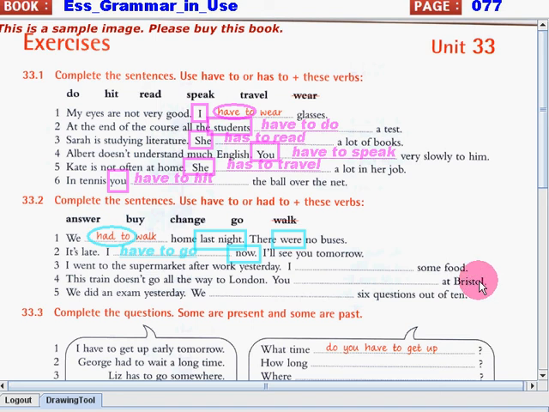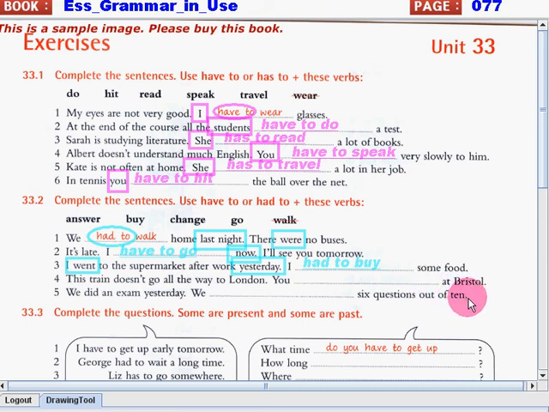Now, let's go into number 3. I went to the supermarket after work yesterday. I blank some food. In here, we have the past time expression yesterday and the verb went. So of course, we know we should write here I had to. I had to. And what is our verb? I had to buy. I had to buy some food.